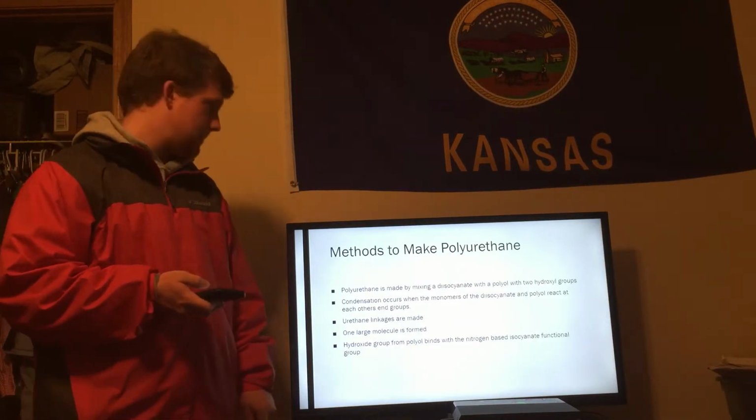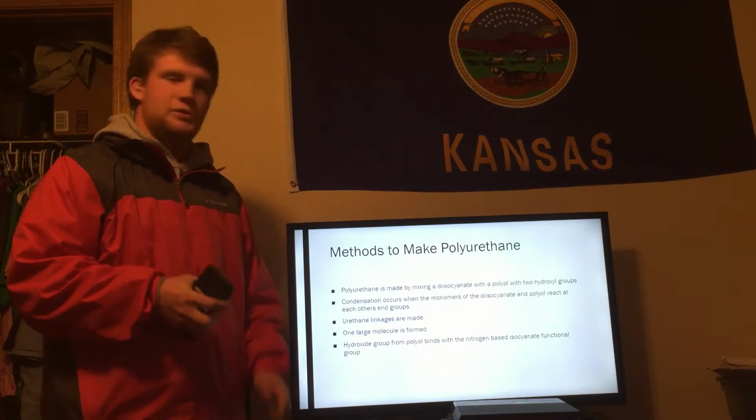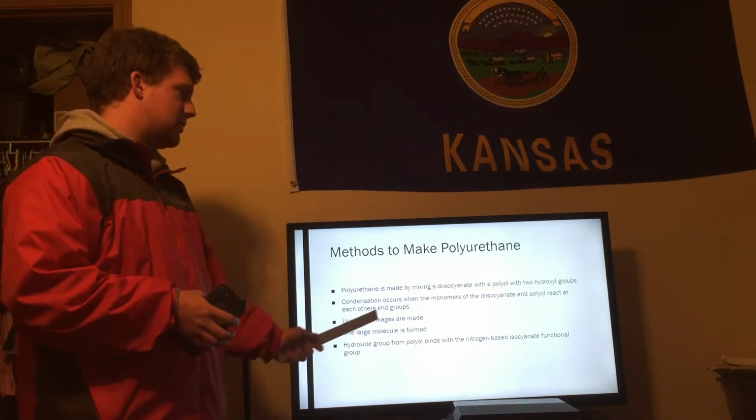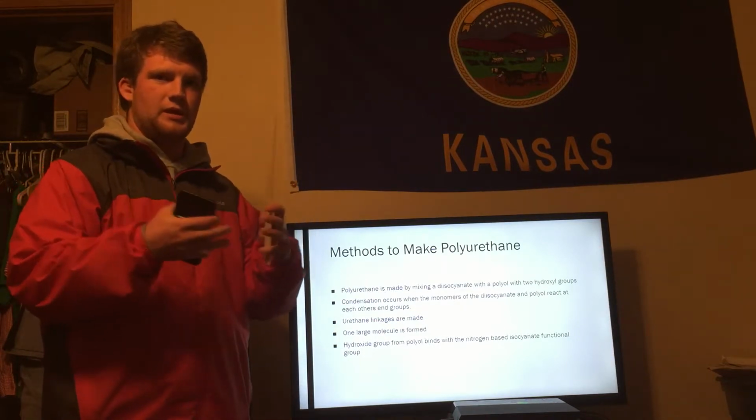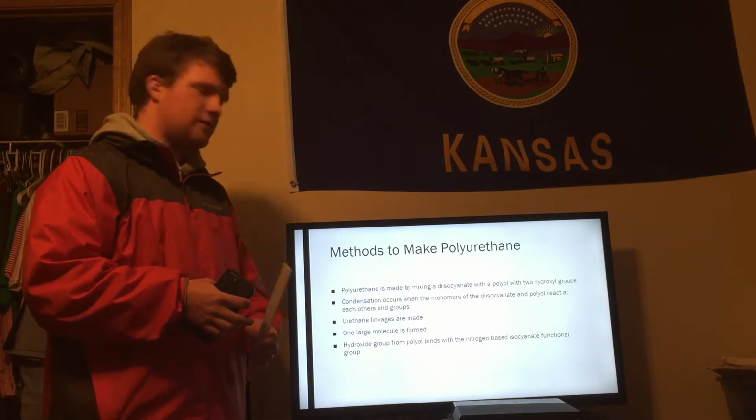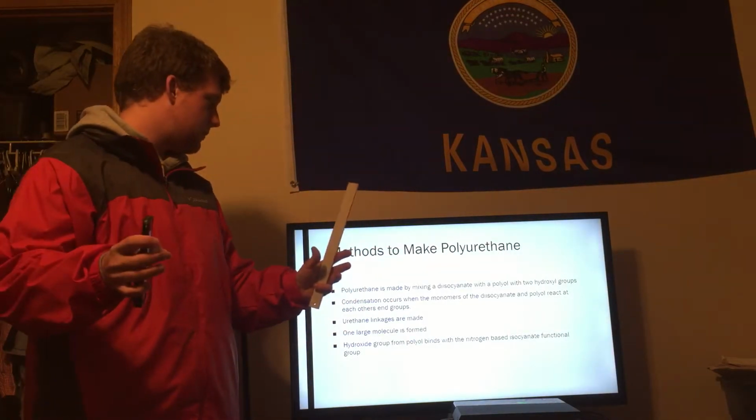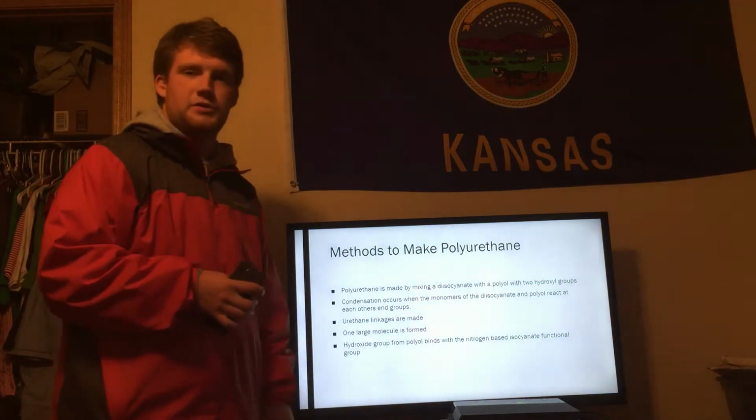Methods to make polyurethane. Polyurethane is made by mixing the diisocyanate with a polyol with two hydroxyl groups. Condensation occurs when the monomers of the diisocyanate and polyol react at each other's end groups. They link up to form a urethane bond. The urethane linkages are made. Then after that, one large molecule is formed. The hydroxyl group from the polyol binds with the nitrogen-based isocyanate functional group.